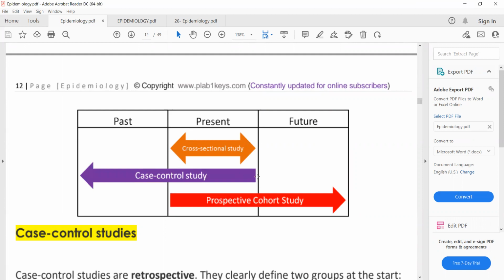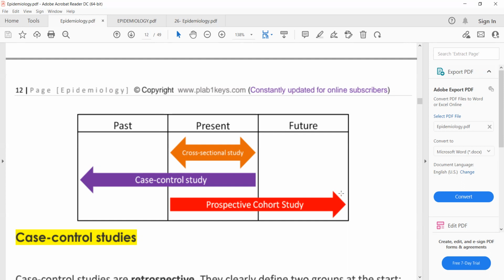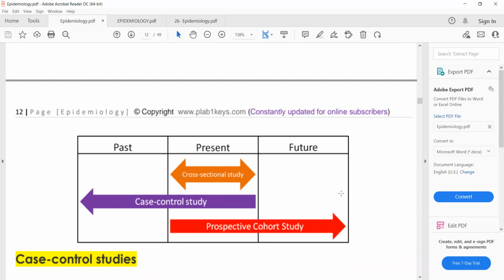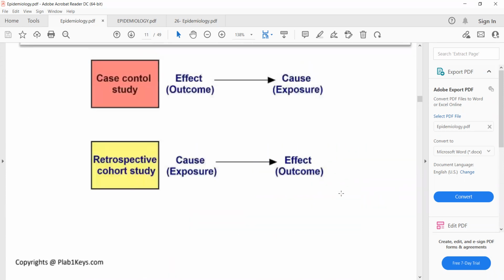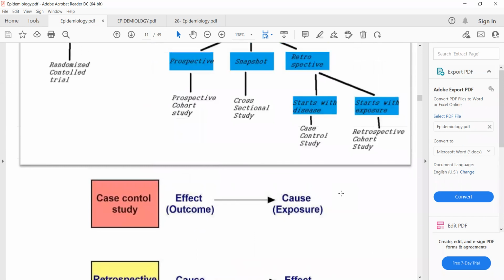That is cross-sectional study. And if we select a group of people and then we follow them or we study their past, then this is known as a retrospective study. Examples of retrospective study are case control study and retrospective cohort study. And the third type of study is prospective cohort study. That is a group of people are selected and they are followed for a certain period of time in the future. So this is how you can differentiate between cross-sectional study, prospective study, and retrospective study.